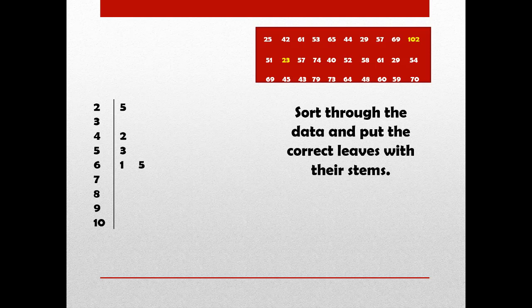There's no commas. Do not put commas in a stem and leaf plot. Next we have 44. So again, after the 2, I'm going to leave some space and put the 4. 29. So I leave some space after the 5 and put the 9. 57. After the 3, I put the 7. 69. So now that row is 1, 5, 9. Again, no commas. 102. Then the next row of data, 51.